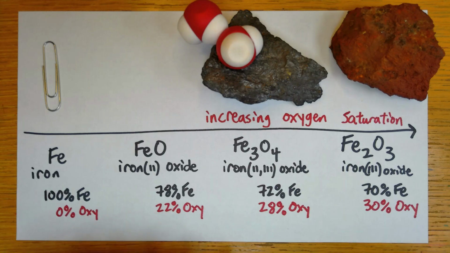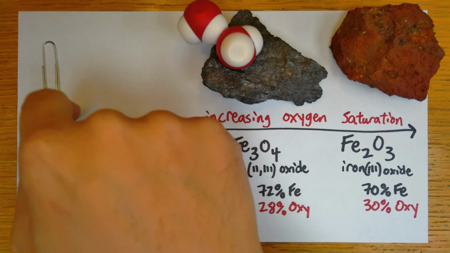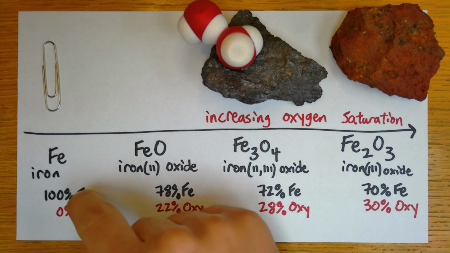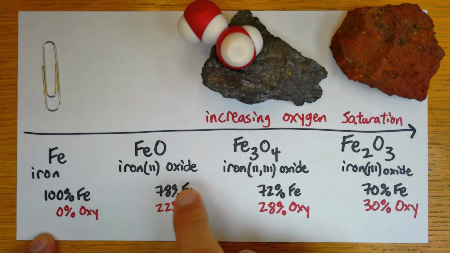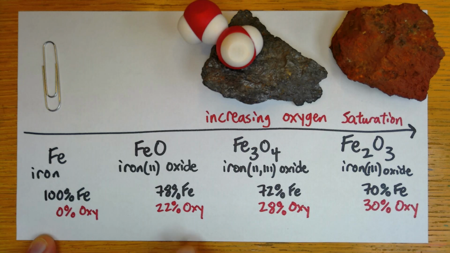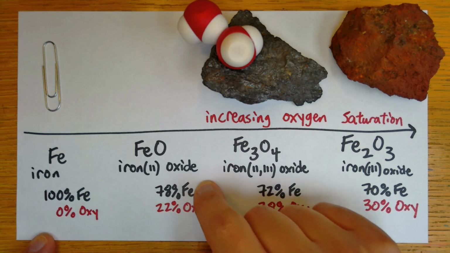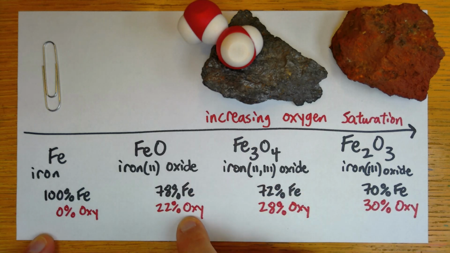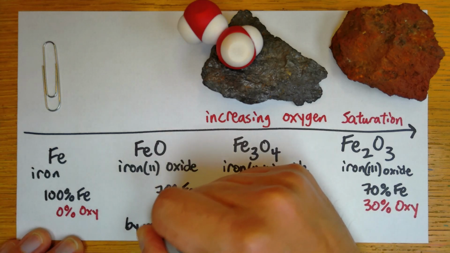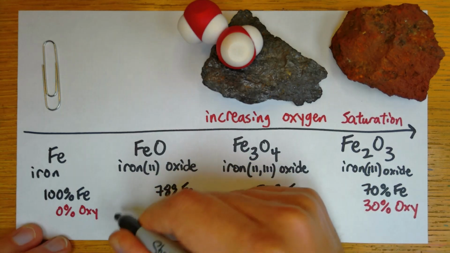The charge on the iron also has real-life implications for how much oxygen is stored in the mineral. If you have 100% pure iron, then it's going to be 100% iron, no oxygen. For iron 2 oxide, again, I wish I had a sample of it, that's going to be 78% iron, 22% oxygen. All these percentages are by mass. Got to label by units, all right?